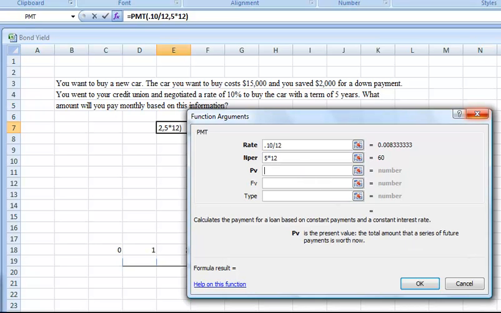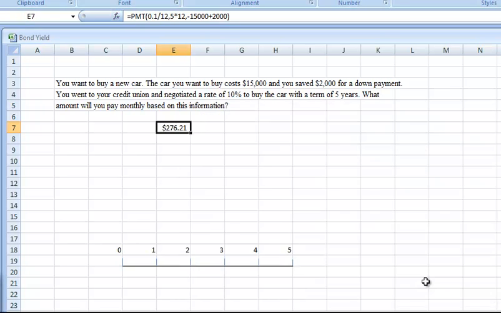And we also know the car costs $15,000, so if we put that in as a negative, that's out of our pocket. However, we have $2,000 to put down. So if we put down $2,000, we can calculate our payment of $276.21. And if we click OK, it comes up here.